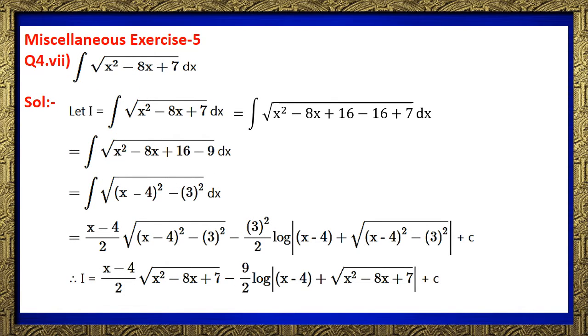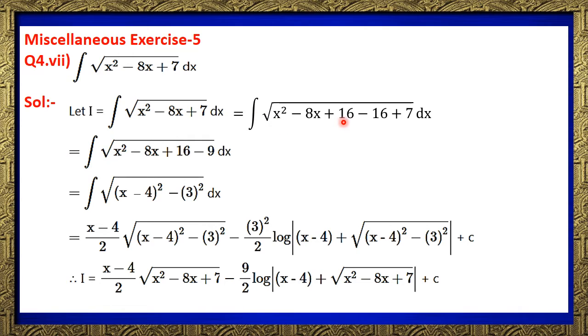Question number 4, seventh one. Integral root of x square minus 8x plus 7. So the given integral is taken as I equal to integral root of x square minus 8x plus 7 dx, which is equal to, we will add and subtract the square of half of the coefficient of x. The half of the coefficient here is minus 4, and minus 4 the whole square is 16. 16 is added and subtracted.